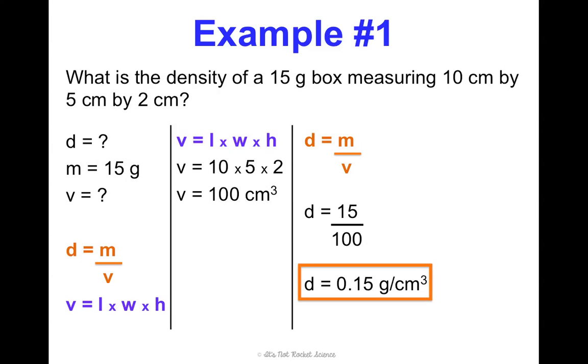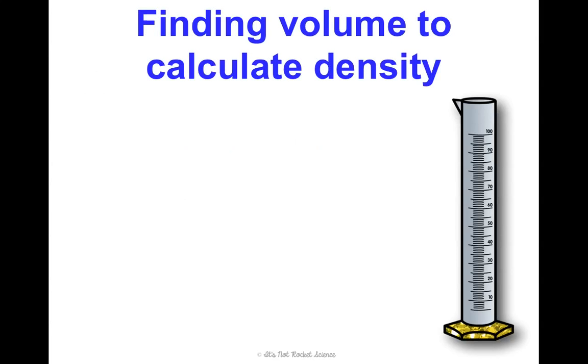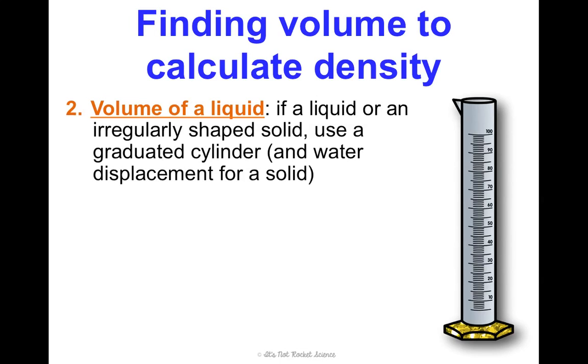Now, sometimes the objects that we're working with are not a regular shape. They're not a cube or a cylinder that we have this nice geometric equation for. Sometimes they're in an irregular shape, or maybe they're not even a solid. Maybe they're a liquid. We're going to find volume a different way to calculate density. And we're going to do that using something called water displacement. So if we have a liquid or an irregularly shaped solid and we need the volume of them, we would use a graduated cylinder and water displacement. And this would be measured in milliliters as our unit.